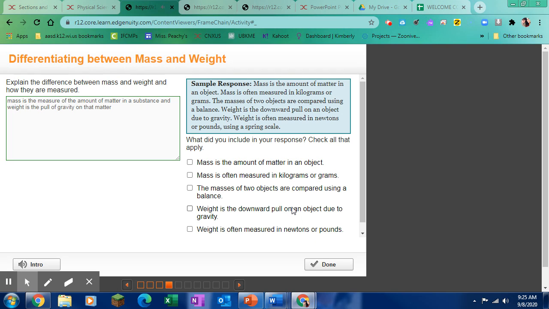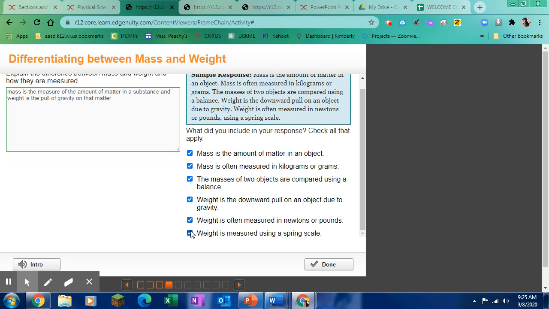Okay, so then it's going to ask you what you included. Amount of matter. I didn't include this, but maybe I should have. Mass of two objects are compared using a balance. Yes, weight is the downward pull due to gravity and is measured in newtons and pounds. All of those are true. So it's basically saying to me, Miss Peachy, you didn't quite include enough stuff in your response.